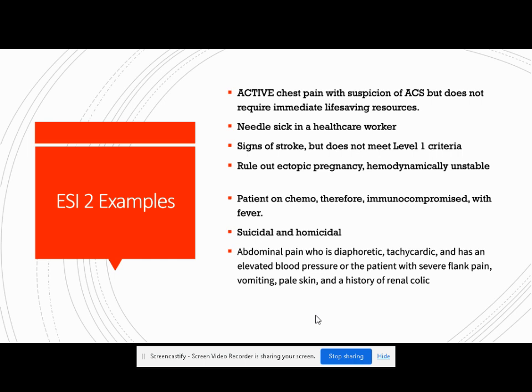Abdominal pain is often categorized as a level 3 acuity a lot of times. However, in this example, abdominal pain in a patient who is diaphoretic, tachycardic, and has elevated blood pressure, or a patient with severe flank pain, vomiting, pale skin, and a history of renal colic. Obviously, we're leaning in the direction of severe kidney stones or some other obstruction in the abdominal cavity that could cause some serious infection or maybe even internal bleeding. So that would be a good example of a level 2 acuity.